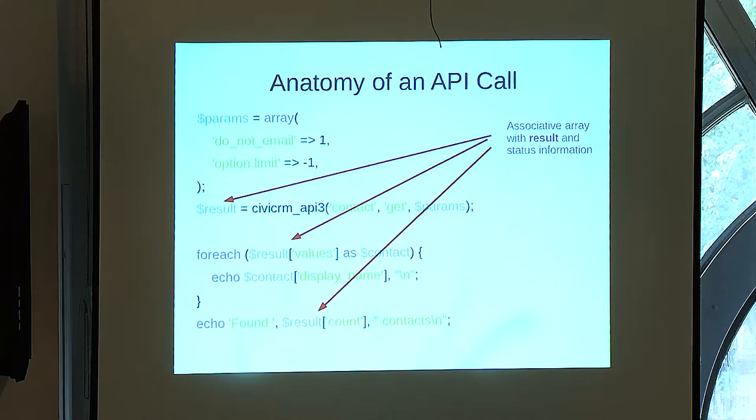And so it's an array that contains certain specific things, like the values, which is in itself an array that contains your result. But there is also a count, like you can see at the bottom of the screen. There is also an is_error, which will be set to 1 if there is an error during your call, and an error message too.